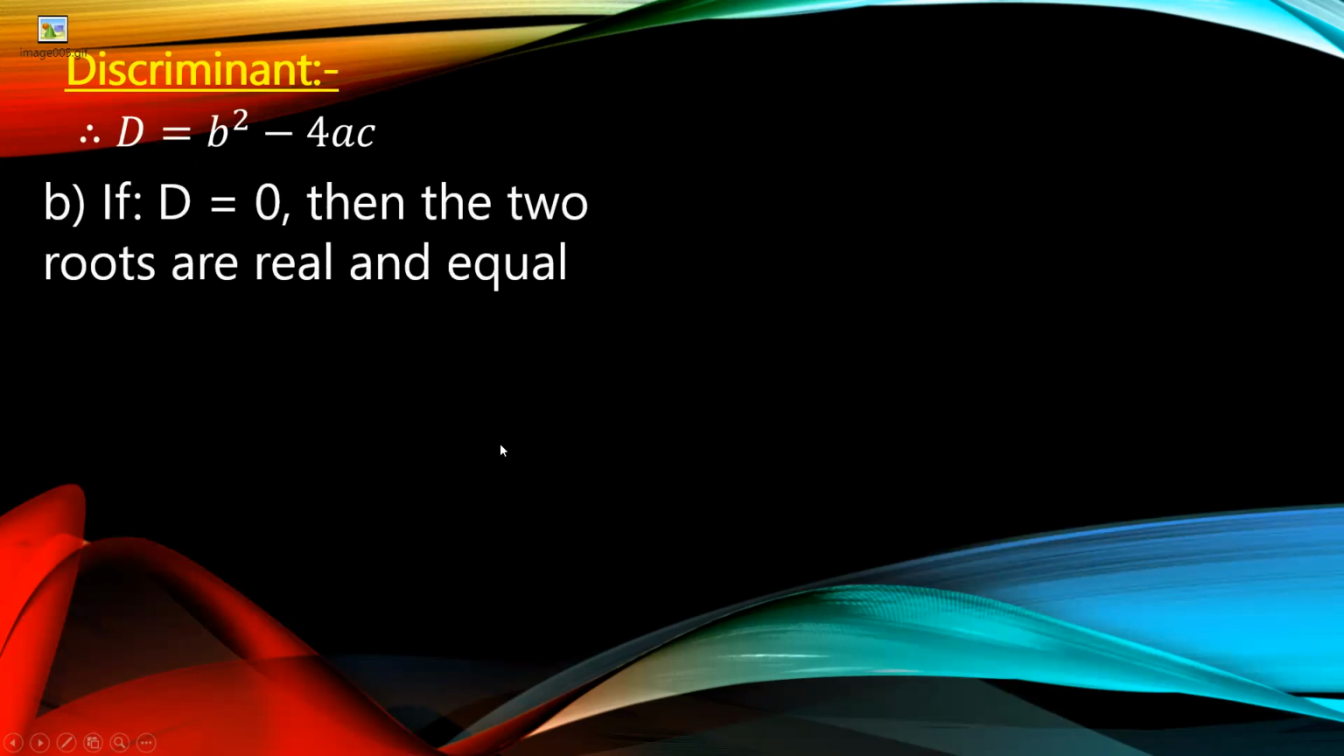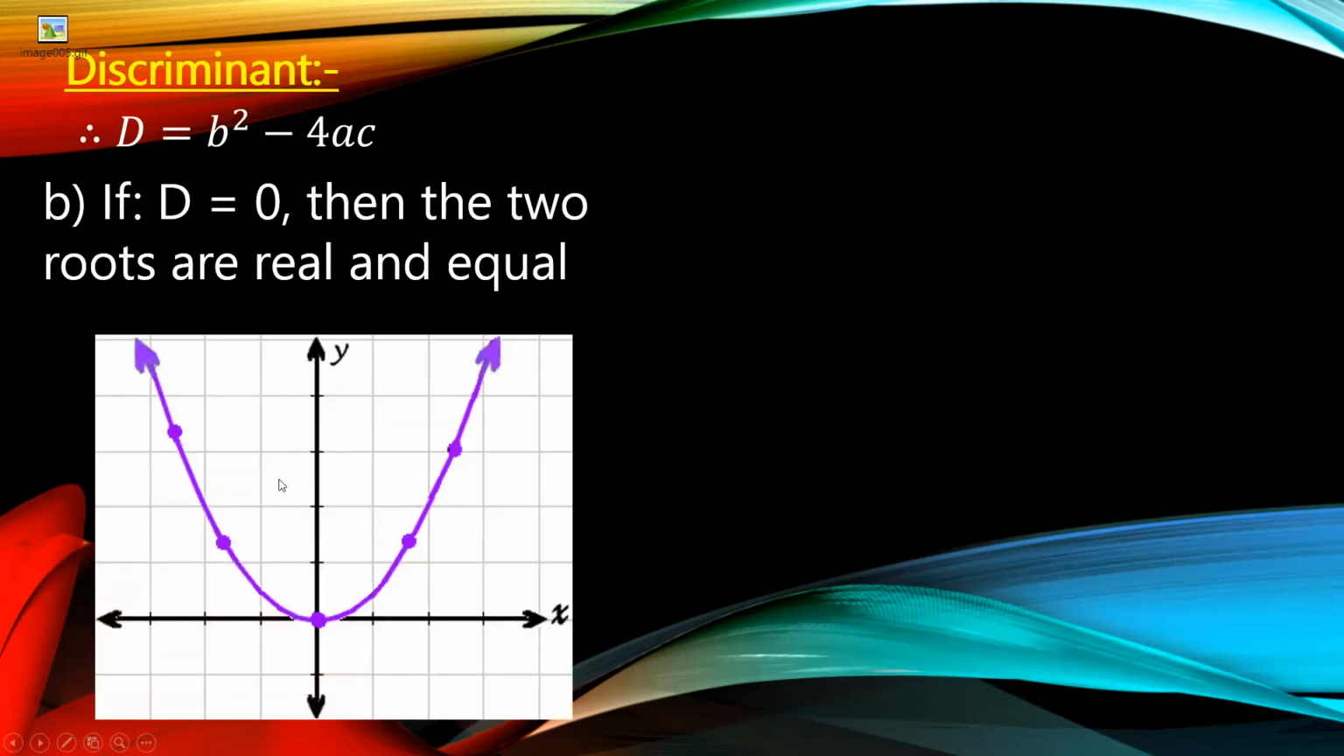The second: if the discriminant equals 0, then the two roots are real and equal. This means if I draw the curve, you will find this curve cuts the x-axis at 1 point. This point here is 0. Then the solution set of the quadratic equation drawn by this curve equals 0.